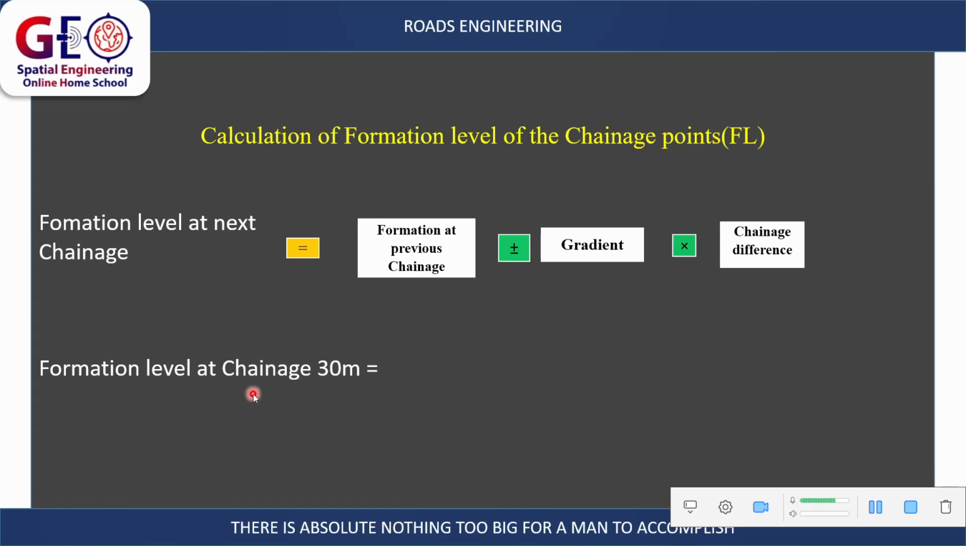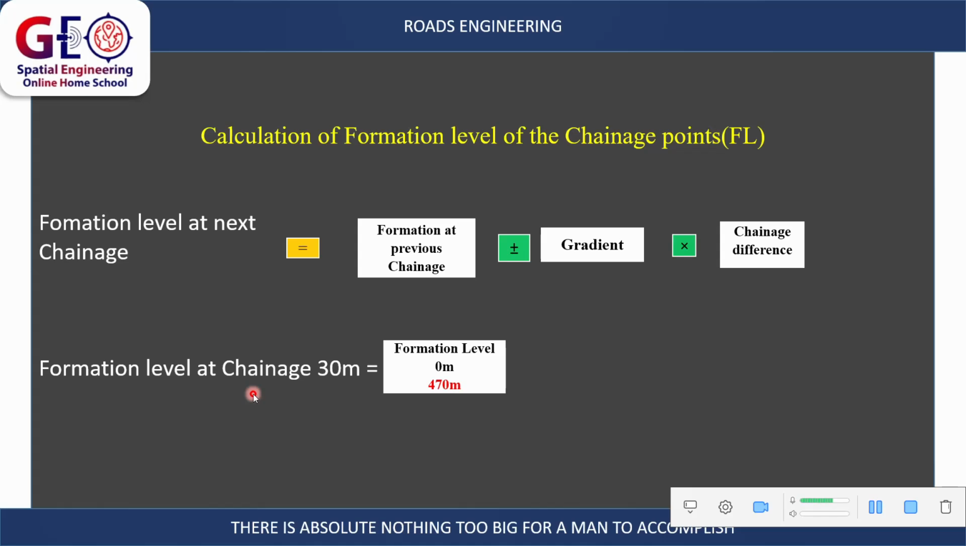Now, what is the formation level at the next chainage? So the formation level at the next chainage, which will be chainage 30, will be the formation level at point zero, which was 4,700. Sorry, it was 4,070, not 4,700.